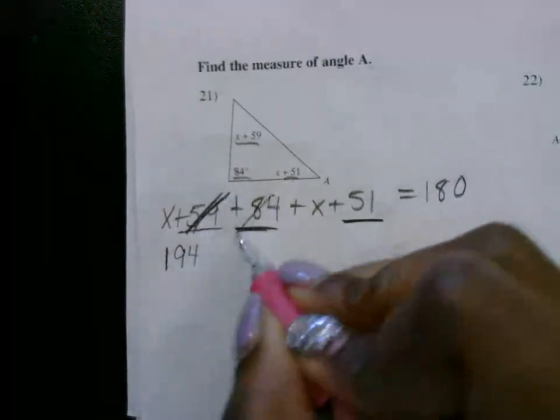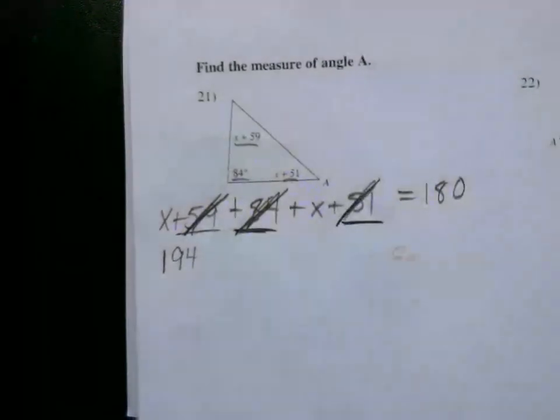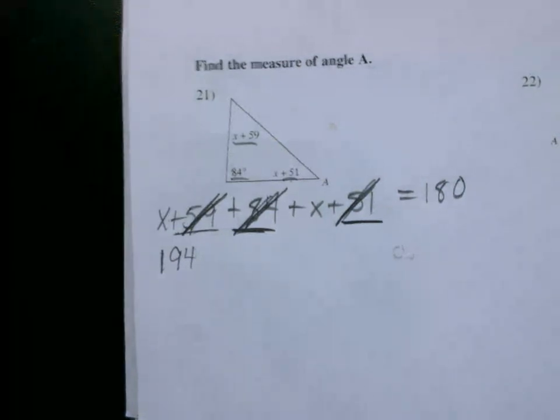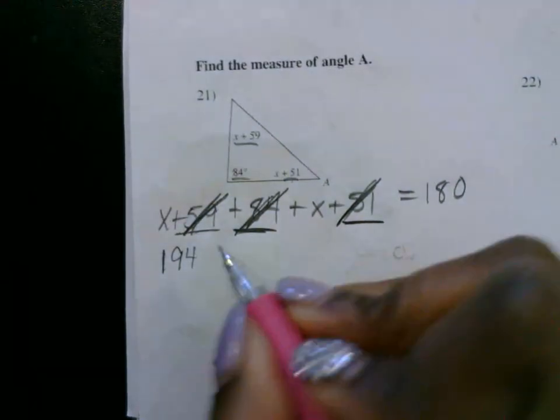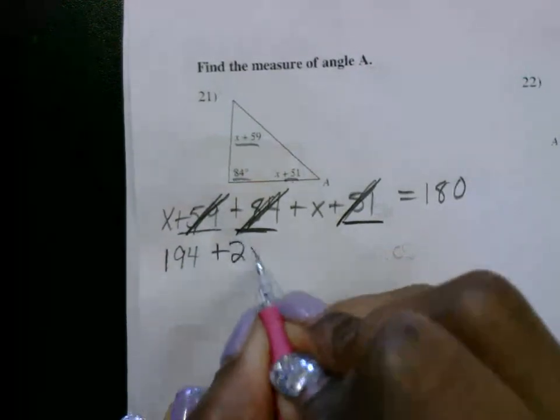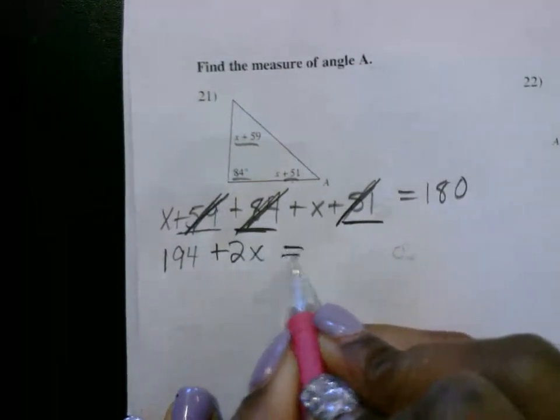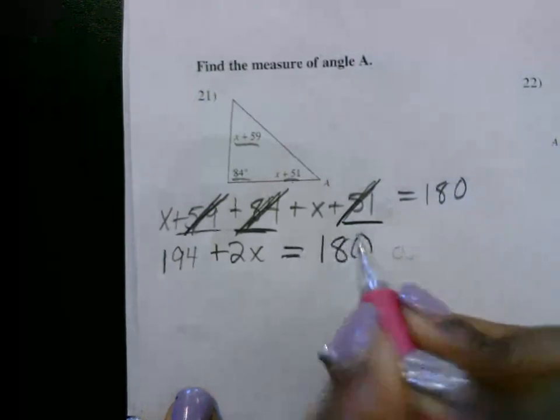So we combine these together. Can we combine anything else together? All right. What's x plus x? 2x. Bring down the equal sign. Bring down the 180.